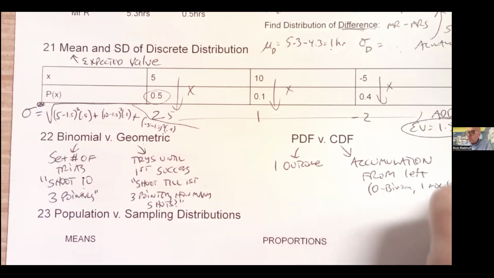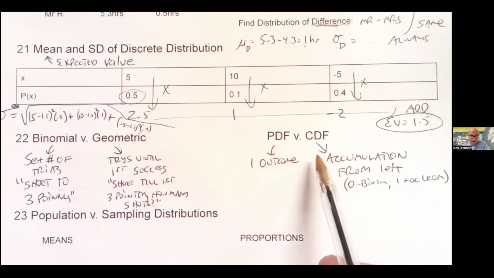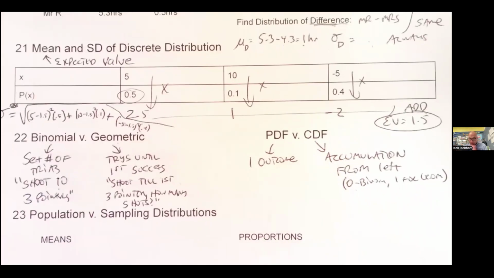We can't have 0 for geometric, right? Because I could have my first success on my first try. I can't have my first success on my 0th try, but I can make 0 free throws out of 10. Okay. So PDF and CDF. Let's see, is there anything else here?